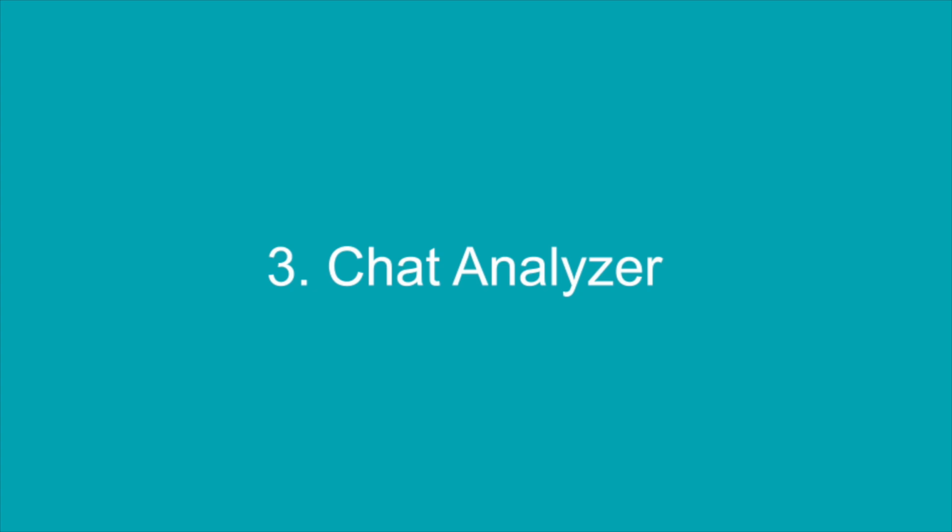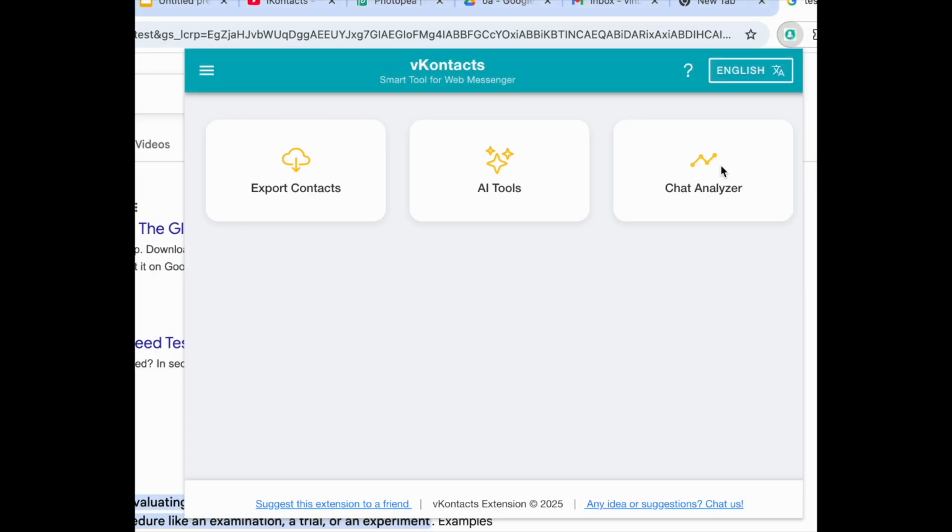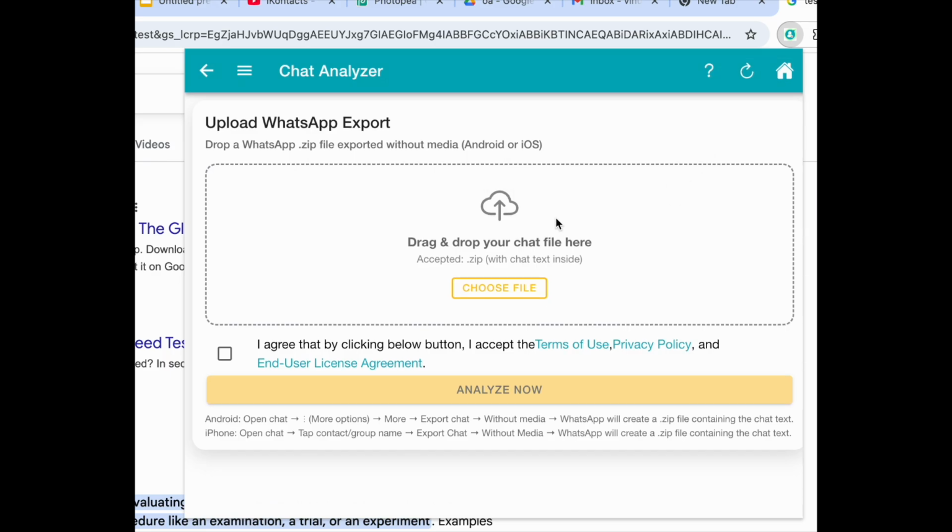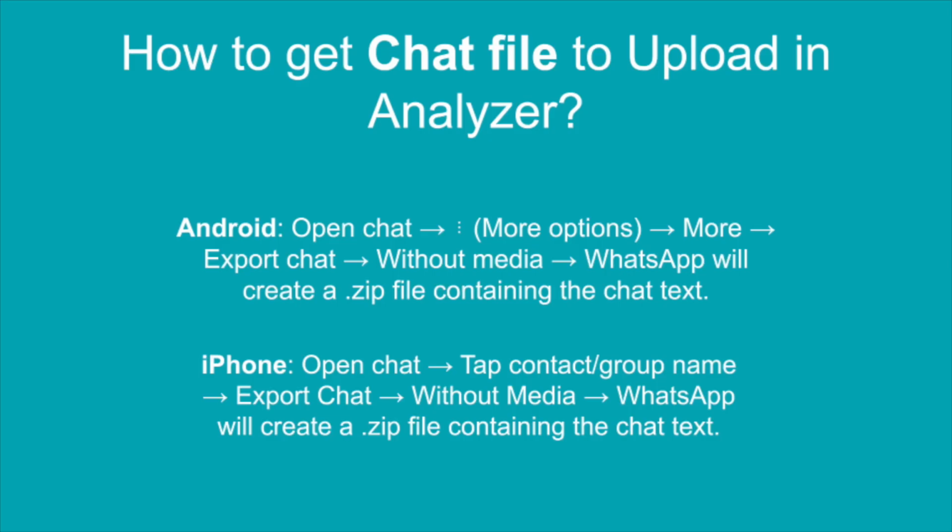Chat Analyzer. Click Chat Analyzer. The main card shows an upload area. To use it, on Android, open the chat, tap Options, More. Export chat. Without media, send the generated zip file to your computer.